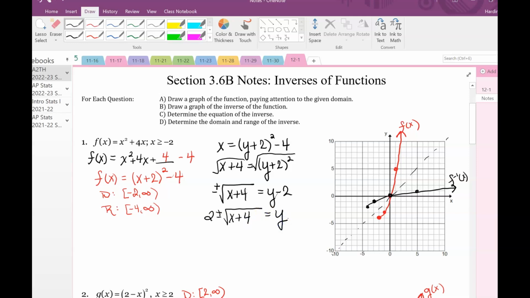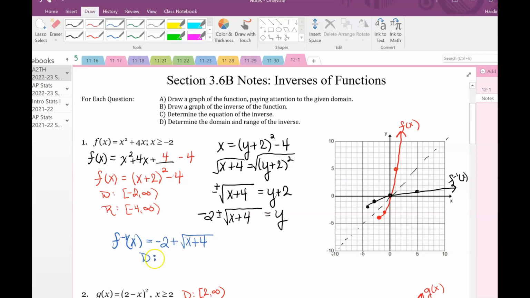And now, based on what the domain and the range should be, the range for this should be from -2 to infinity. Oops, I messed up my sign. Here we go. That should be plus. That should be minus. So if it's got to be -2 or greater, then the inverse is keeping the positive. So the inverse function is -2 plus the square root of x plus 4.